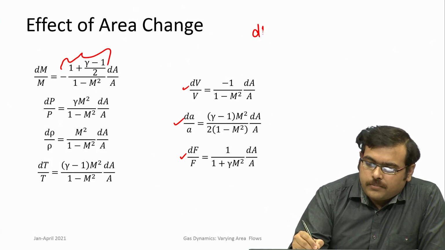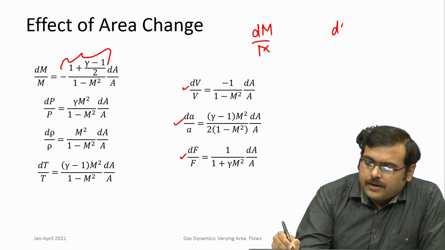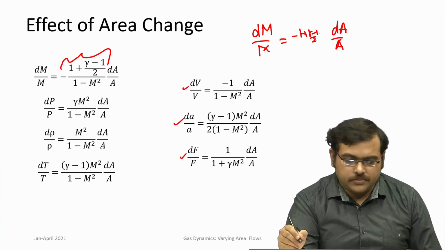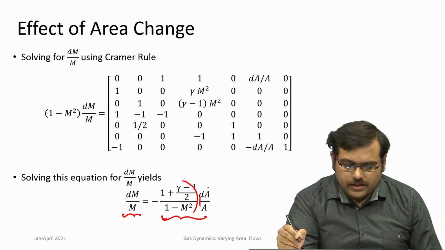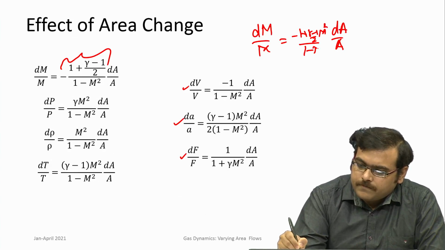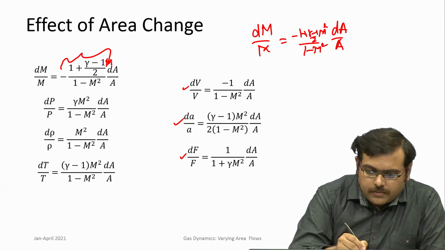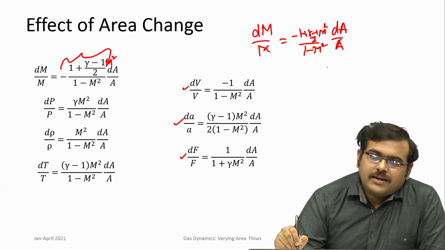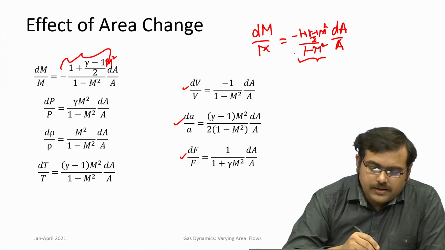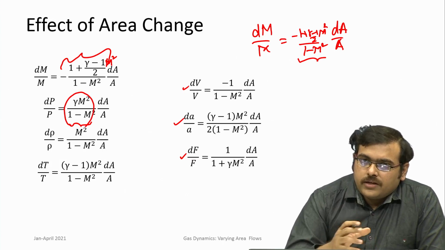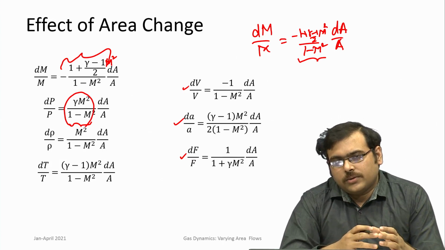So dM by M is influenced by dA by A through a coefficient which is (1 plus (gamma minus 1) by 2 M square) by (1 minus M square). Okay, so 1 plus (gamma minus 1) by 2 M square, by 1 minus M square. So these are influence coefficients, they are very useful to look at. Similarly dP by P has its own influence coefficient. They are very useful. Now we are looking at each individual forcing function.